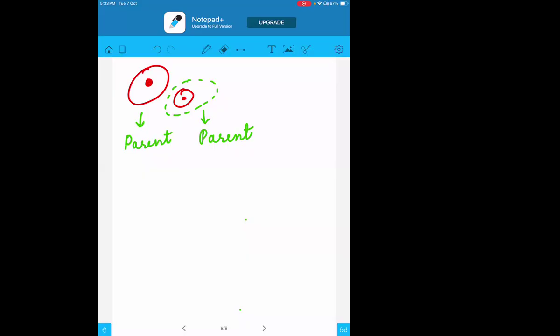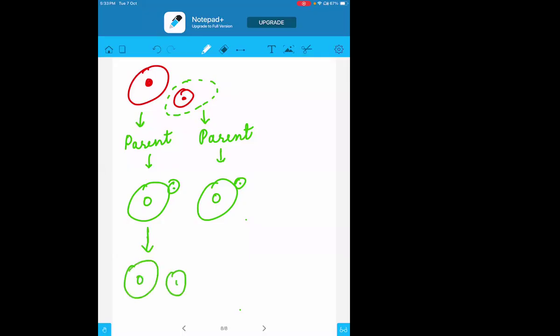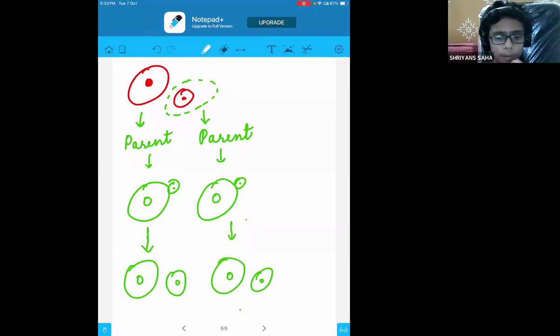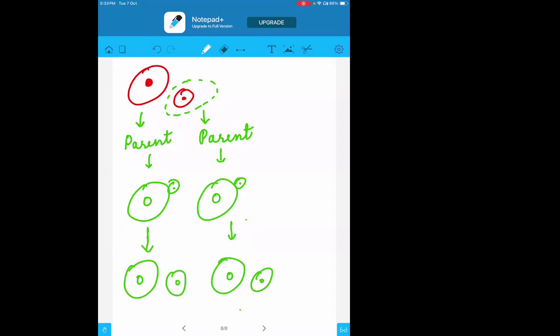Now, both of these parent cells will divide and form buds. The same process will keep on going. By this, how many cells will we get like this? How many have we got? Ma'am, four. Four, right? We have got four. But it can be many also, because it is not important that only one bud will form.